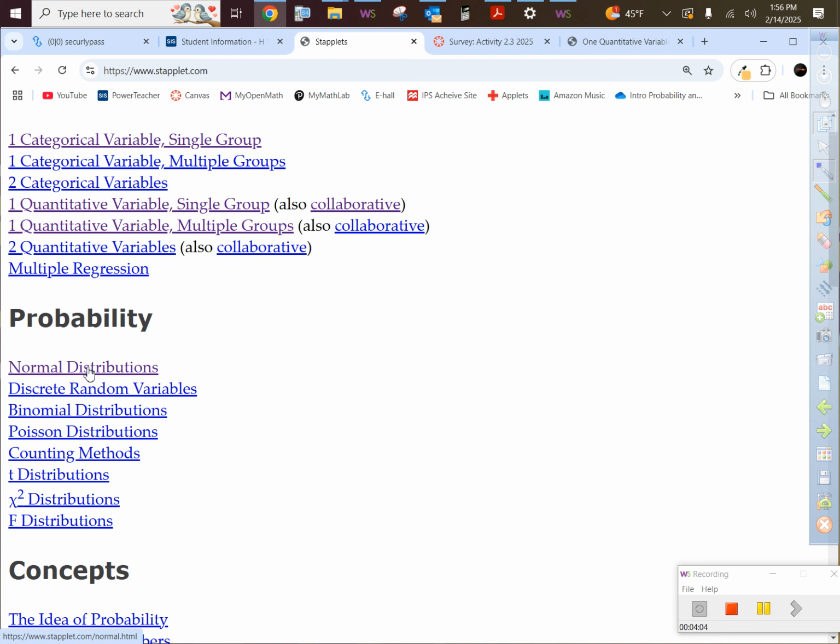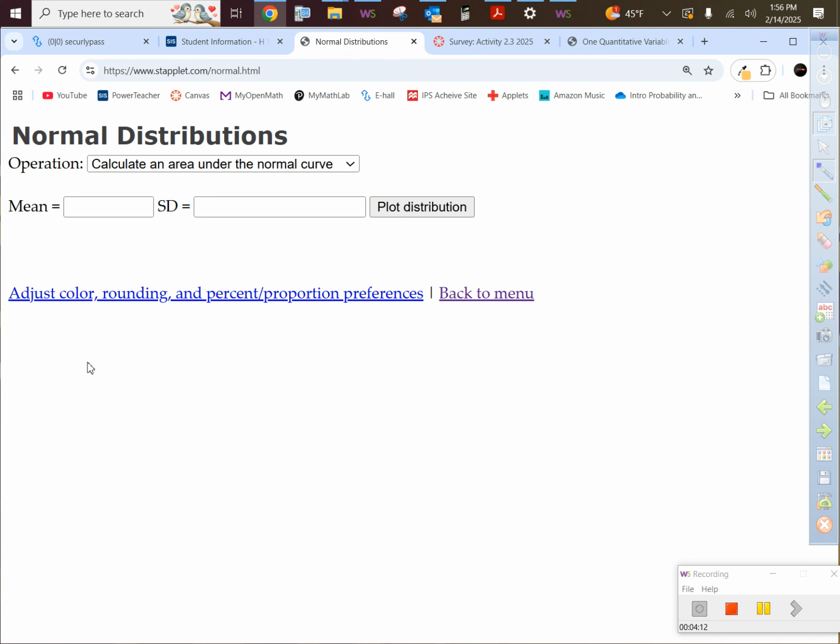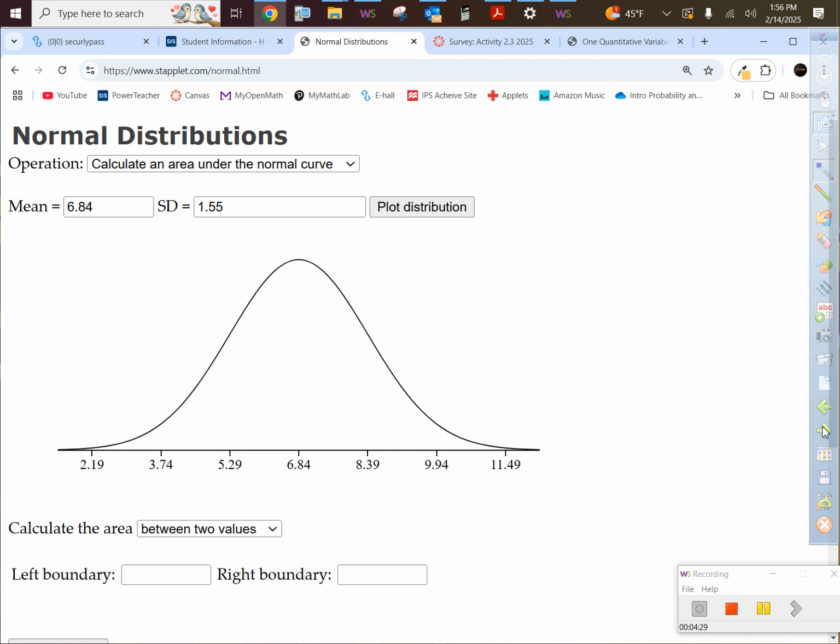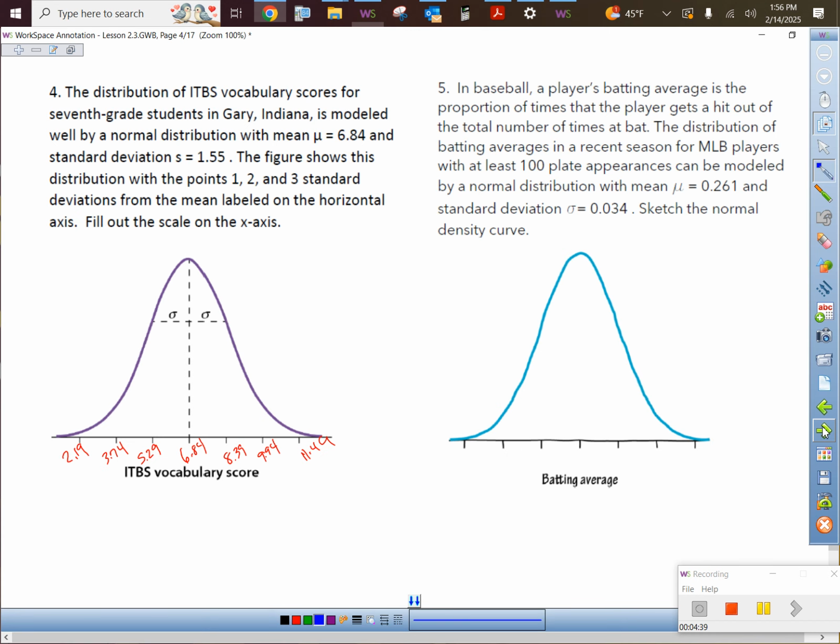So all you have to do is enter those 2 important pieces of data. The mean on this question said 6.84, so let's type 6.84 in there. And then the standard deviation was 1.55. If you hit plot distribution, you see it creates the scale for us already. So we don't have to add and subtract all those weird little numbers. When they ask us to fill out the scale, we can just fill it out just like they have right here. So let's do that again on this one. It's in baseball: a player's batting average is the proportion of times they get a hit.